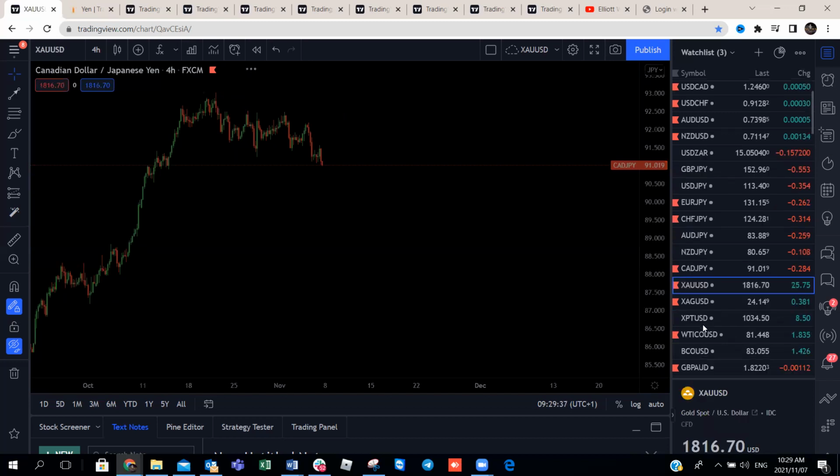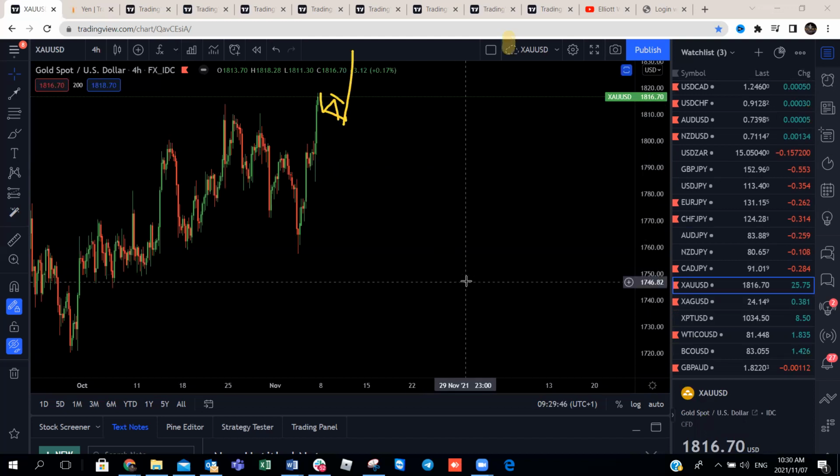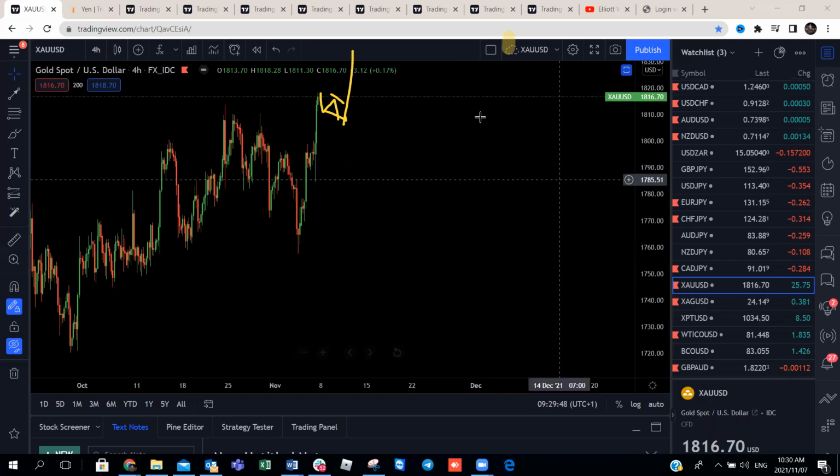Right, silver and gold, we've already looked at that. Just look for continuation to the upside here. You've already seen this during trade recaps. Look for continuation to the upside. If you didn't watch trade recap, please refer back to trade recap.